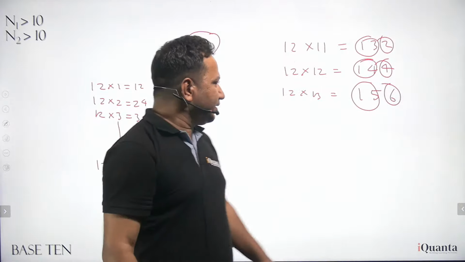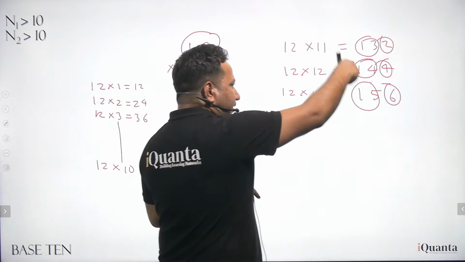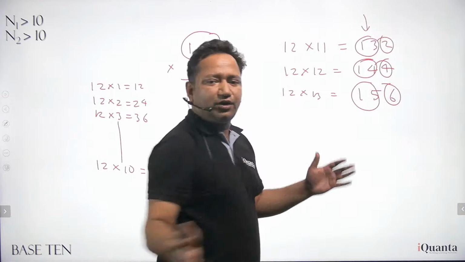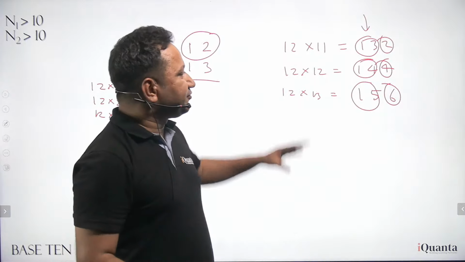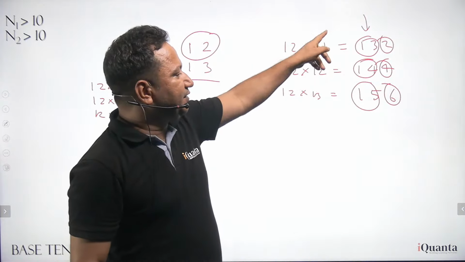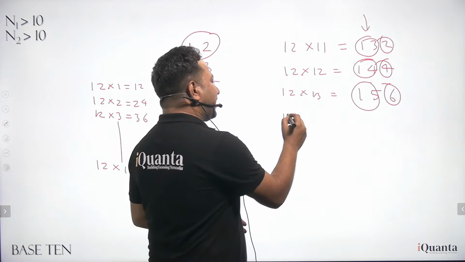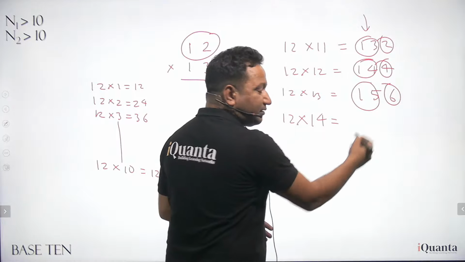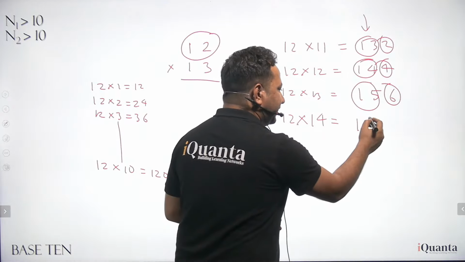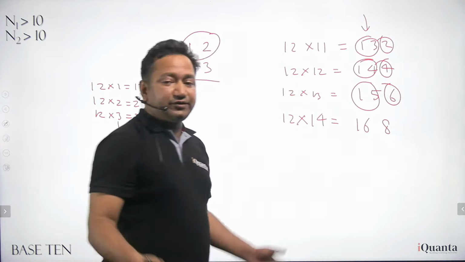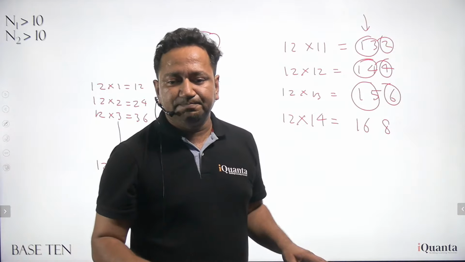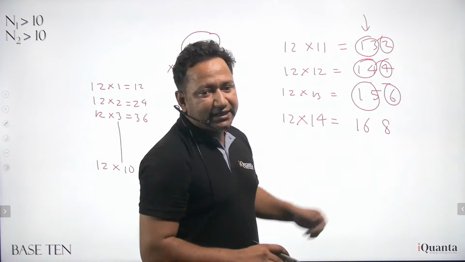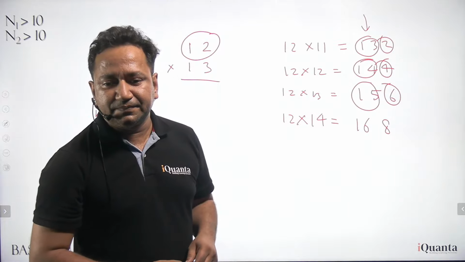Now tell me, without calculating, if you can see this pattern, this is in ascending order, right? This is very exciting stuff. 13, 14, 15. Here 2, 4, 6. So what could have been the answer of 12 into 14? By this pattern, I got the answer as 16, and here I got 8. And then I tried to verify it by normal multiplication, and I got 168 as the answer.